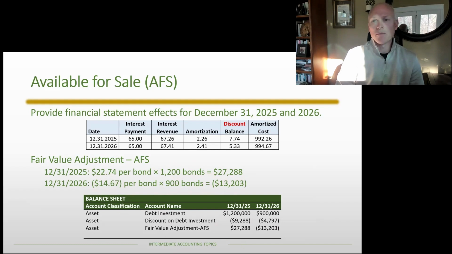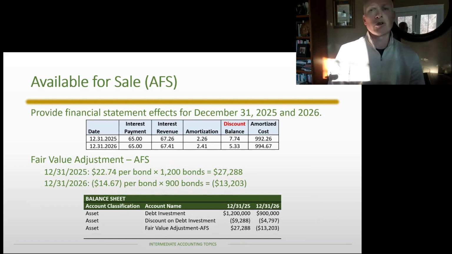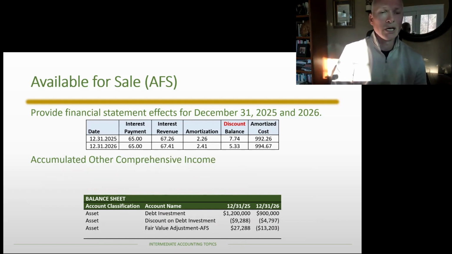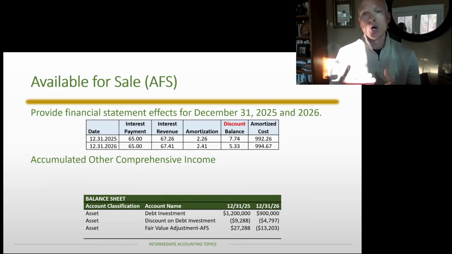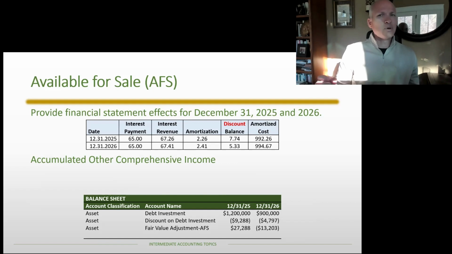And then the new account that we didn't see at all with the trading securities or with held to maturity is this accumulated other comprehensive income account. Just remember, whenever we were doing those fair value adjustments, we had that other comprehensive income account, and everything accumulates into this one AOCI account, kind of like retained earnings. Now, technically speaking, you could have distinct AOCI accounts for every single item, but we're just going to roll them all into one.